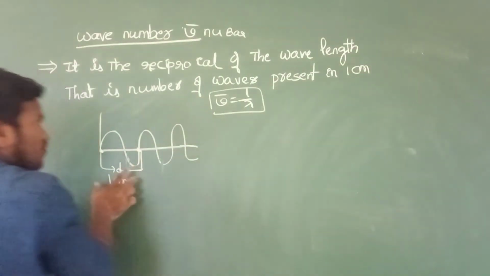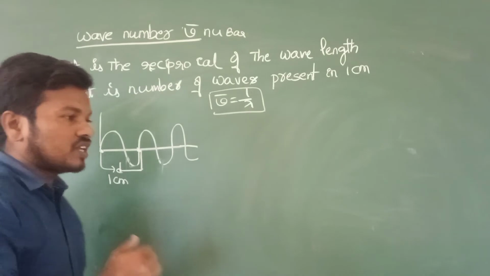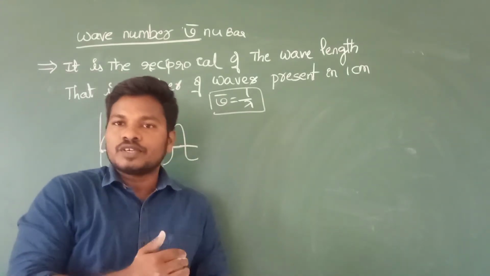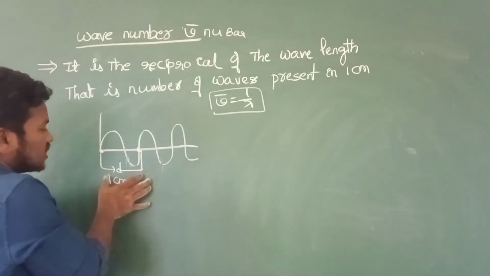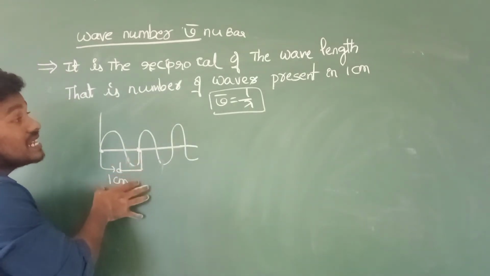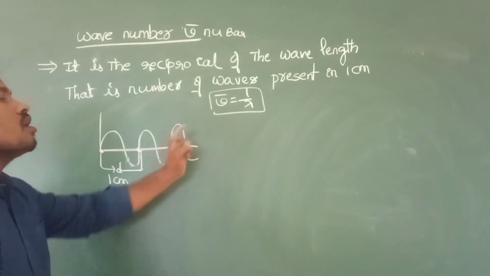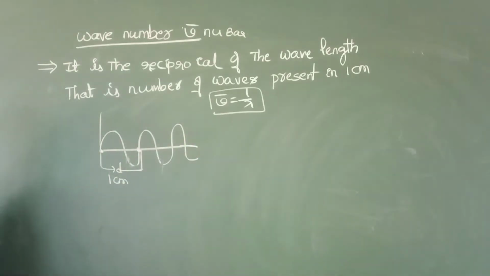So the wave number varies from distance to distance, from place to place. You can see in the given centimeter how many waves are present, and that is what we call the wave number. So we have the formula mu is equal to 1 by lambda.